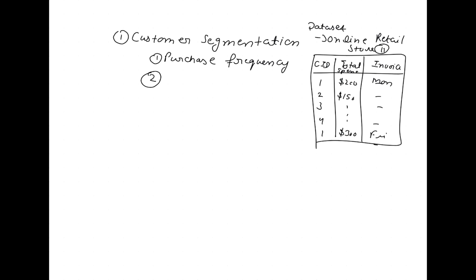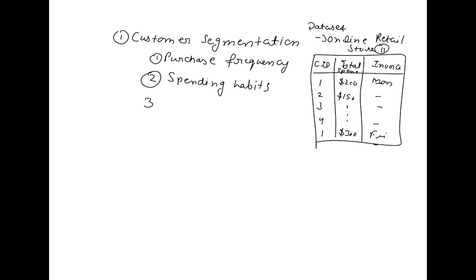The second point is spending habits. Spending habits means how much money he is spending, right? Maybe he is buying products in the range of $50 to $60, maybe $50 to $500, or maybe $1,000 to $2,000. So this is another behavior of the customer.